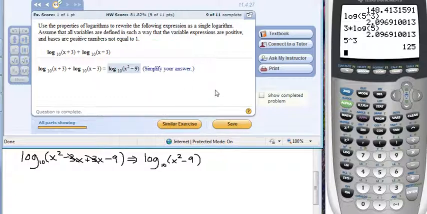So that's the properties of logarithms. And we will use our properties and our exponential and logarithmic forms to solve next, and then we'll be done. So I will see you for the last section.